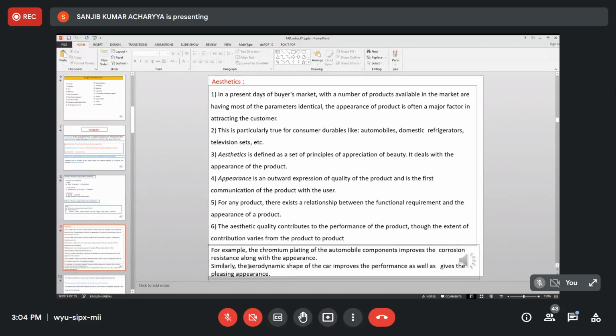Suppose when you are going to buy a refrigerator, domestic refrigerator or television, somebody is interested in the technical quality of the feature. They try to assess what the technical parameters are. But in most cases, when these technical features are more or less the same from product to product, you are biased on the aesthetic part of the product. How it looks like, what is the appearance.